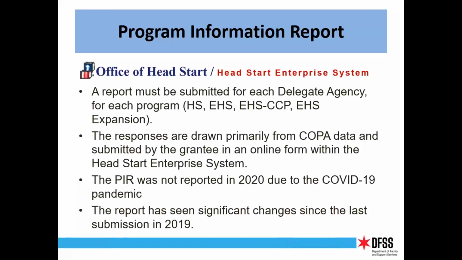The responses that we're getting to submit these are primarily drawn from Copa. So if you have been entering child information correctly, family services correctly, there isn't that much you need to do to get the PIR ready. We pull the data from the PIR report in Copa, and then we enter it into the online form at the Head Start Enterprise system.